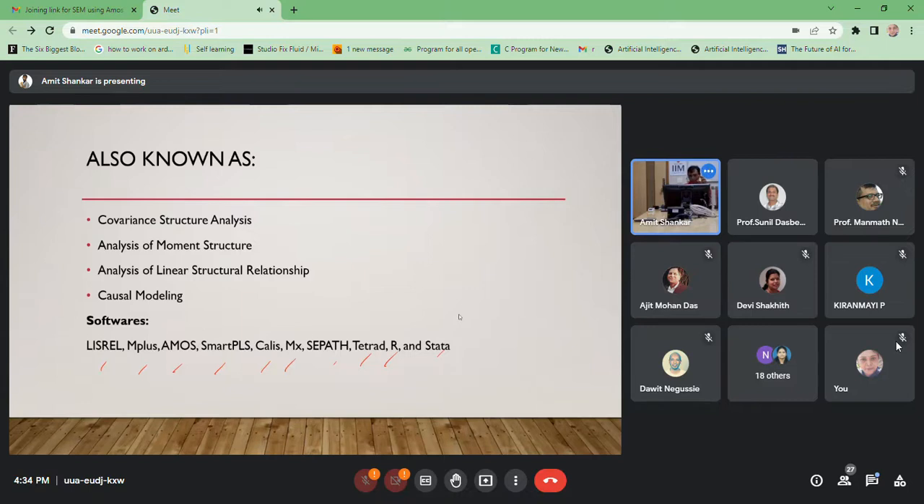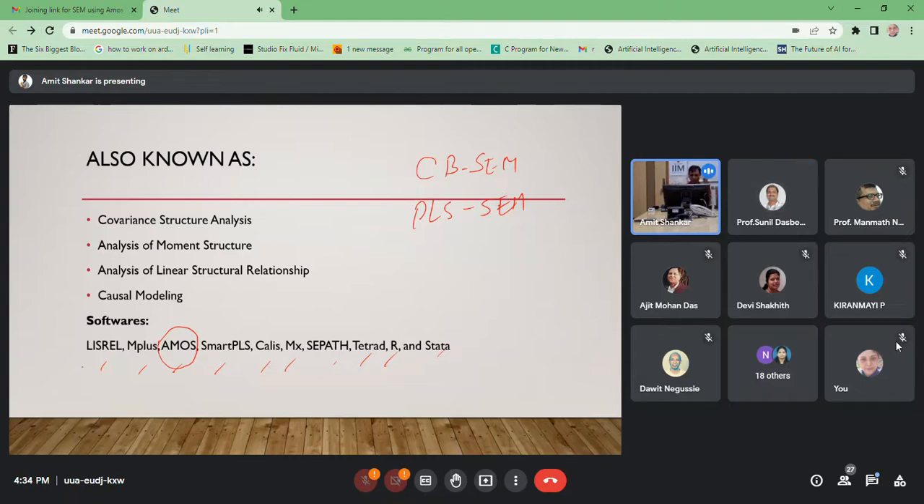Basically, the objective of this workshop or certificate program is to understand Amos, part 1. Amos handles CBSEM, covariance based structural equation modeling. So there are two major types of structural equation modeling. One we call CBSEM, where CB means covariance based structural equation modeling. And the second is called PLS-SEM, partial least squares structural equation modeling.